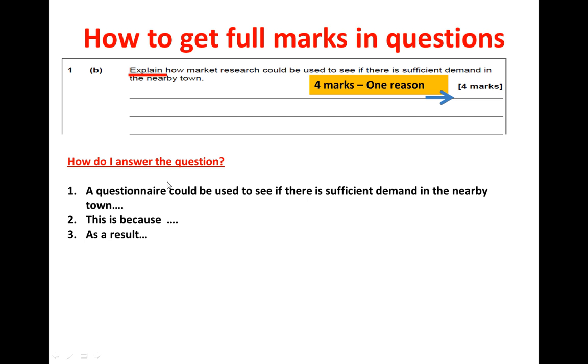So, structuring your answer, it's the MEAL technique again. Make a point, so a questionnaire could be used to see if there's sufficient demand in the nearby town. You then explain it, saying "this is because," and then you do the impact, so what impact is it going to have? Use your connective there. A very simple one again is "as a result."